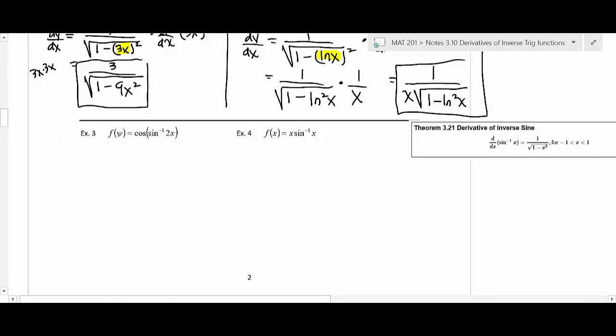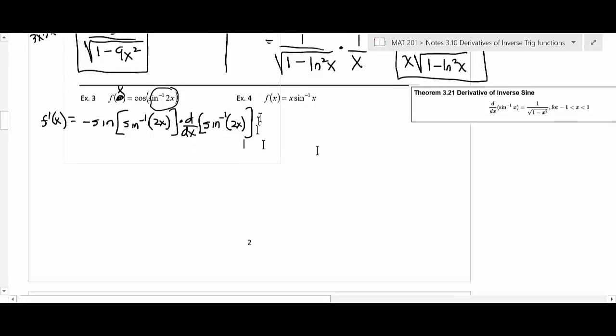That says f of w. I think that was intended to be f of x. Those things got to match. So we're going to have f prime of x goes like this. We're doing the cosine of something. So that's going to be negative sine of that something, which is the inverse sine of 2x. Then you got to multiply by the derivative of what's inside, which is the inverse sine of 2x. So that's how you set it up with the chain rule, okay?